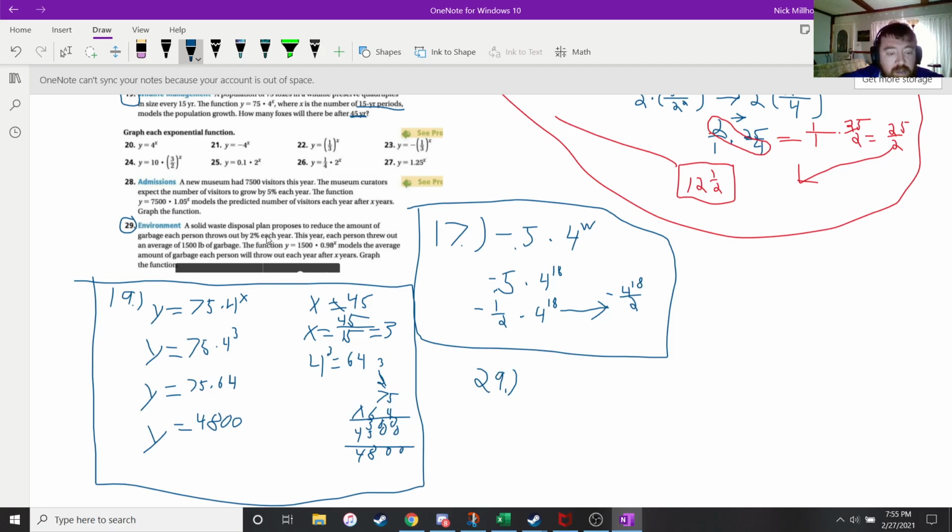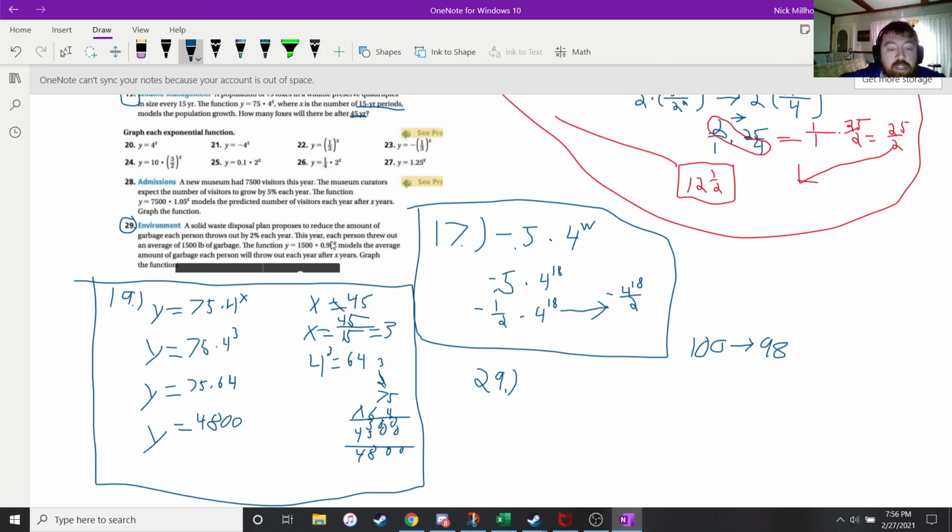A solid waste disposal plan proposes to reduce the amount of garbage each person throws out by 2% each year. This year, each person threw out an average of 1,500 pounds of garbage. So when we're reducing it by 2% each year, that means each year it's going to be 98% of our last year. If I'm reducing it by 2%, then let's say this year was 100, next year it's going to be 98. So what you want to do is find out what 98% of the previous year's waste is going to be.